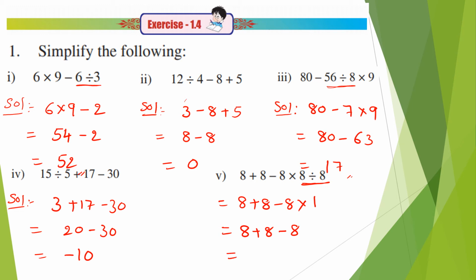Now add these two. 8 plus 8 is 16. 16 minus 8 is 8. So like that, we should do it using the BODMAS rule. Okay.